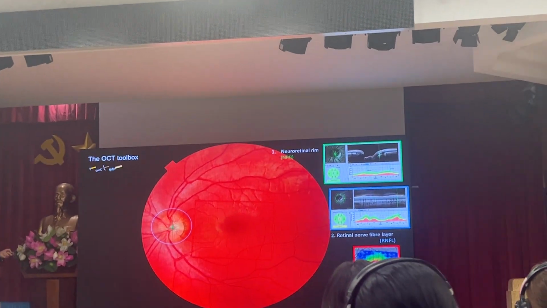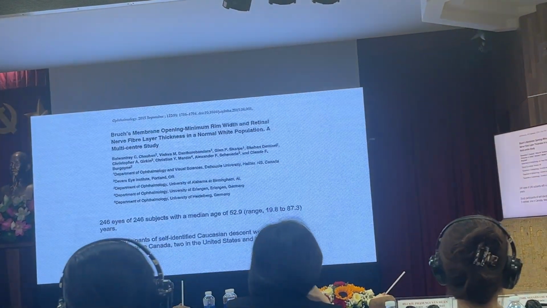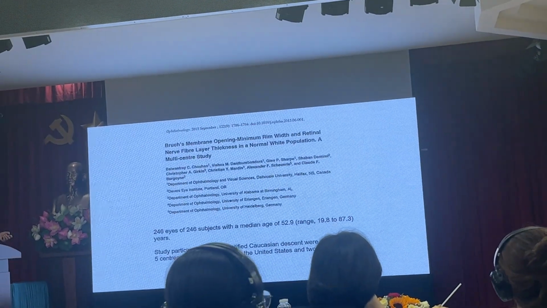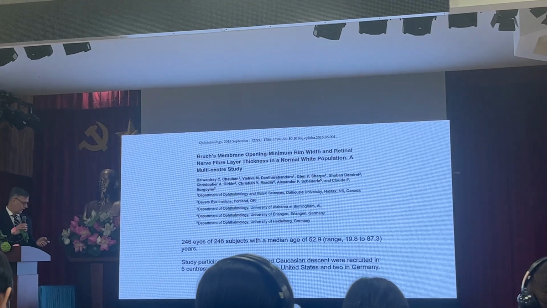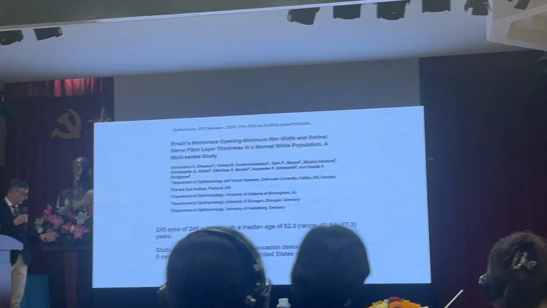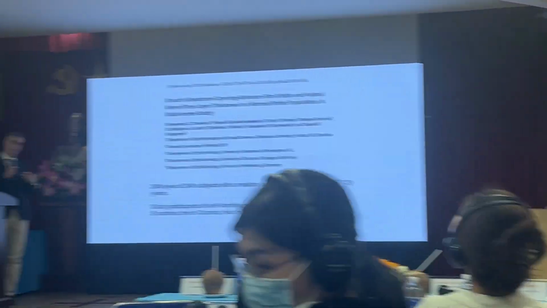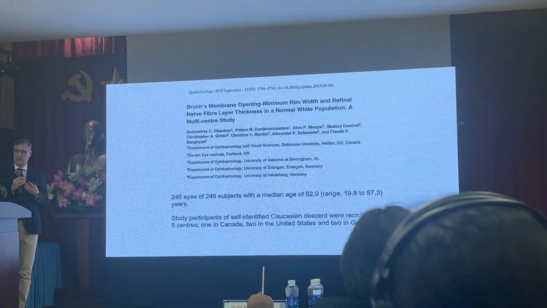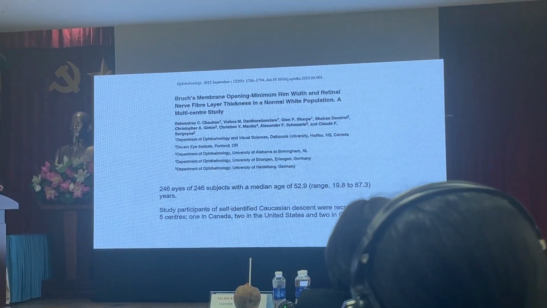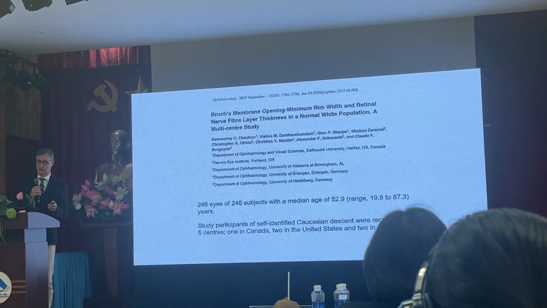So again, I remind you of the toolbox you are all familiar with now, and the normative database of Brooks: membrane opening, rim width, nerve fiber layer thickness. It is a multi-center study, but there are only 246 eyes behind this normative database. And if you think of the variability of the optic nerve head, for example, it's rather few. The least patients can have to get a statistical analysis, and the best thing would be to have thousands of patients in a normative database, but we don't have.